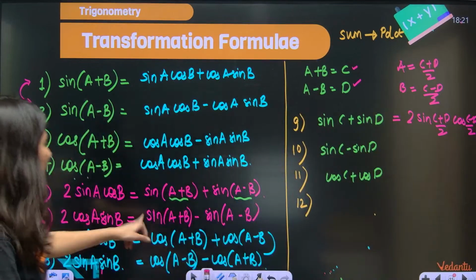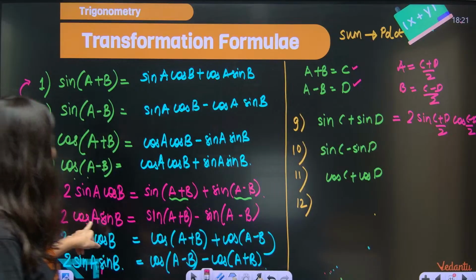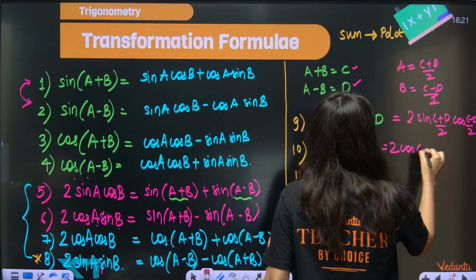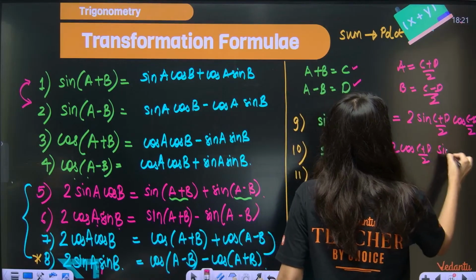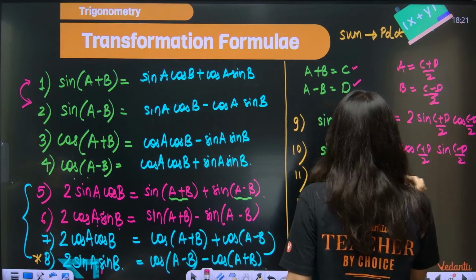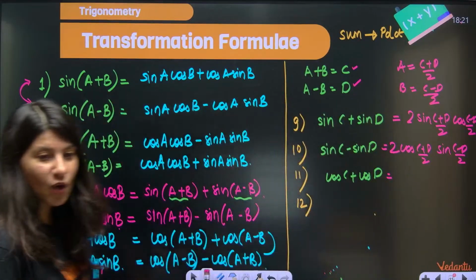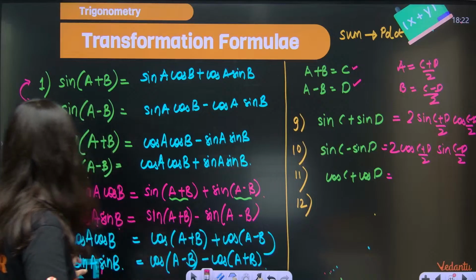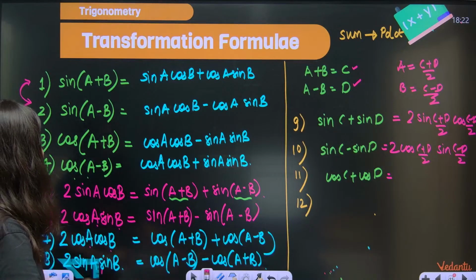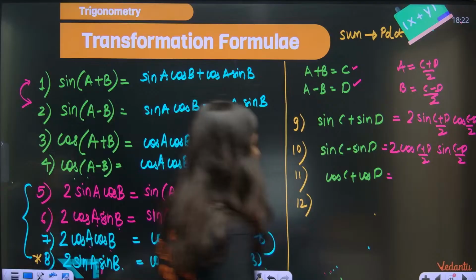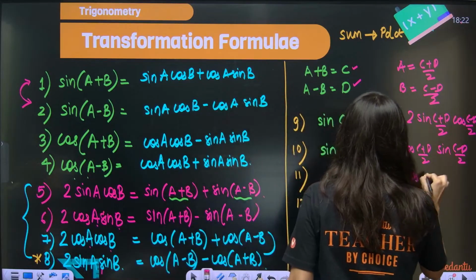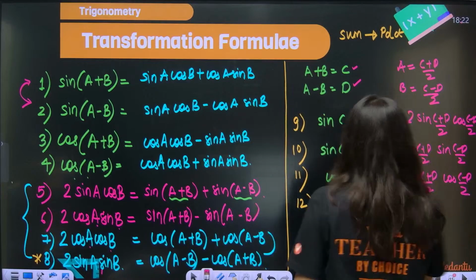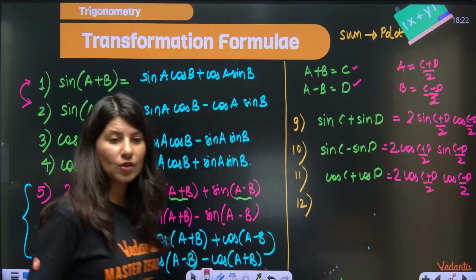Yes, sin C minus sin D is 2 cos((C+D)/2) sin((C-D)/2). Cos C plus cos D will be 2 cos((C+D)/2) cos((C-D)/2). So 2 cos((C+D)/2) cos((C-D)/2). All cos. 11th formula is all cos.